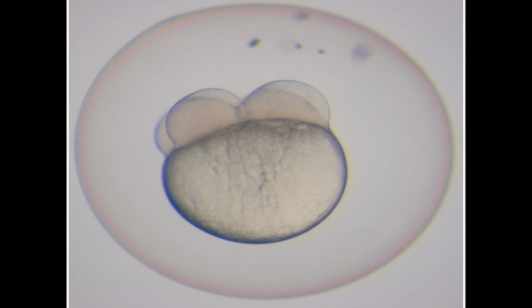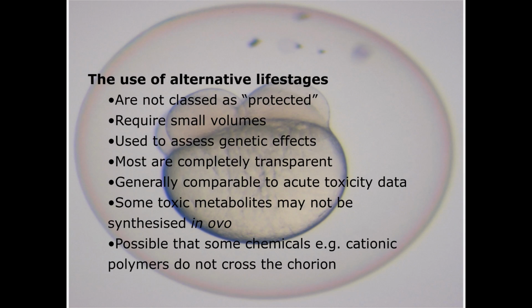So this is another picture of a zebrafish embryo. This is an early stage of development of a zebrafish embryo. But why do we want to use them? As I said before, they're not classed as protected. They have several other benefits, such as they require small volumes. We can use them to look at genetic effects. A lot of the genome is used within embryogenesis. So if there's an embryotoxic substance, they're a very good model to use.